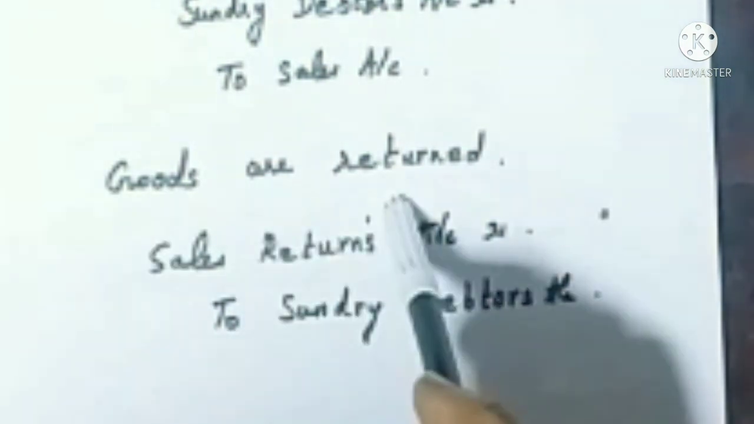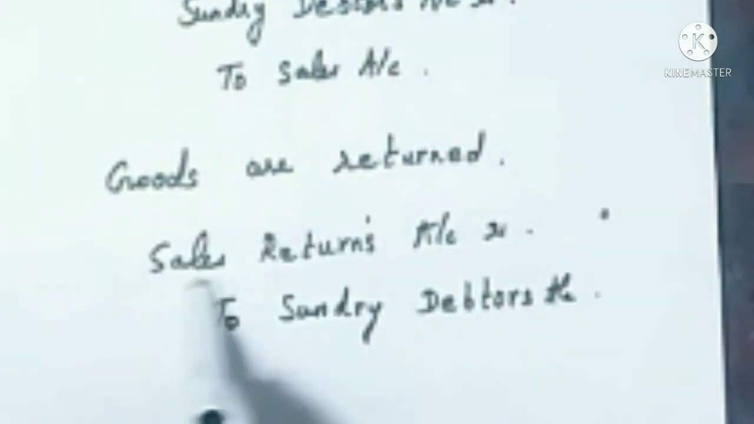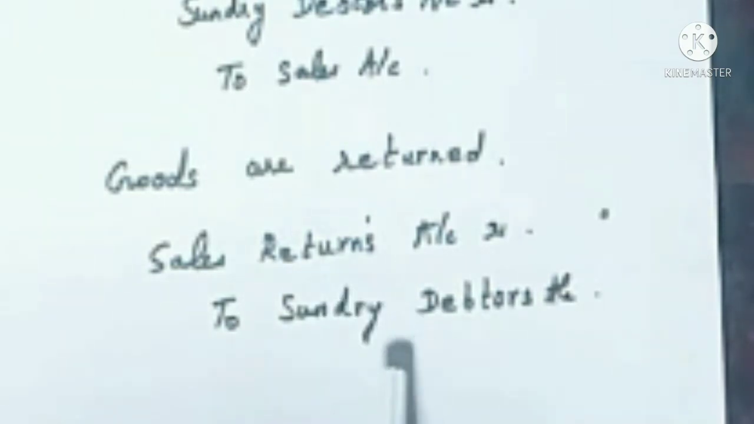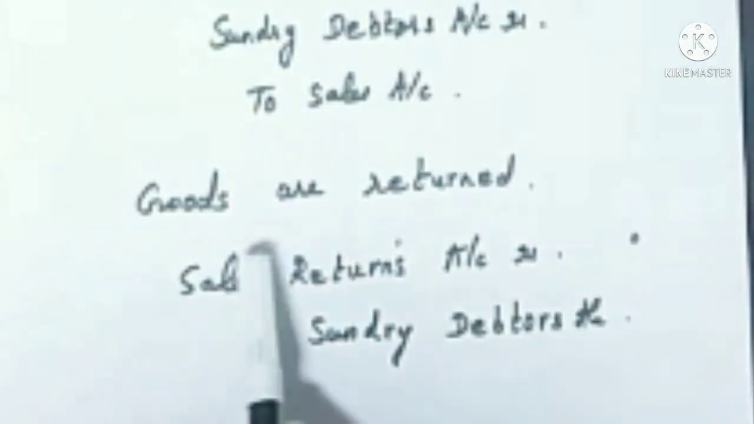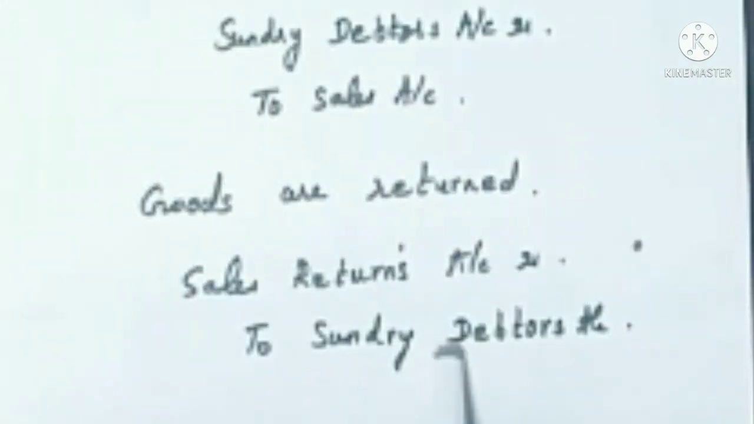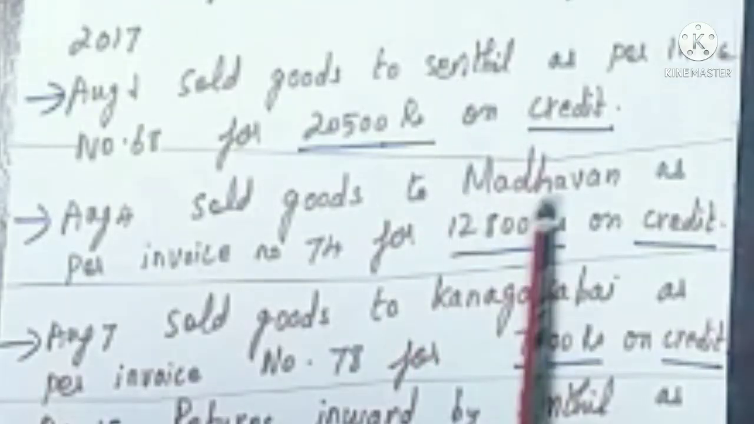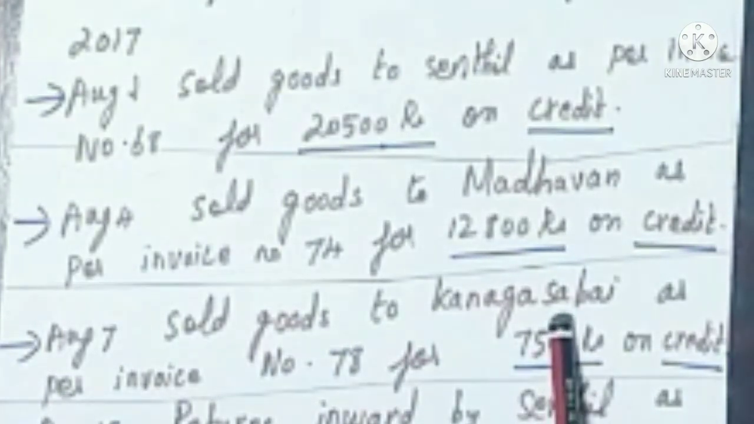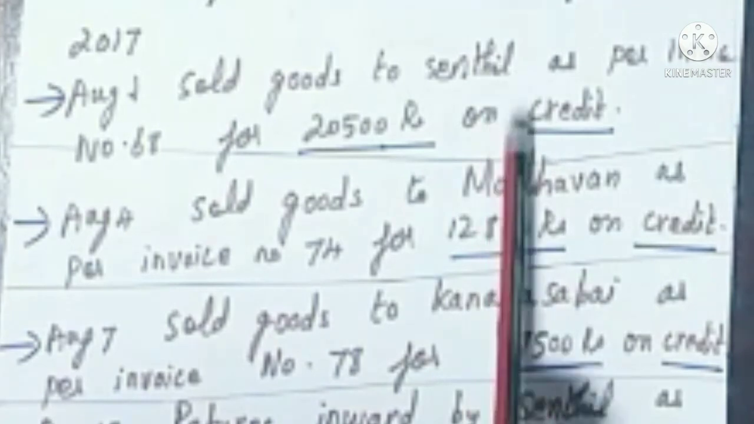When goods are returned, the entry is sales returns account debtor to sundry debtors account. The goods are coming in and we are going to credit the giver. So the giver here is sundry debtors. So whenever goods are returned, the entry will be sales return account debtor to sundry debtors account. Sendil, Madhavan and Kanagasabai are all debtors to us because the goods are sold on credit to these three persons.